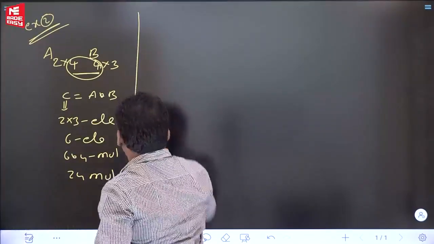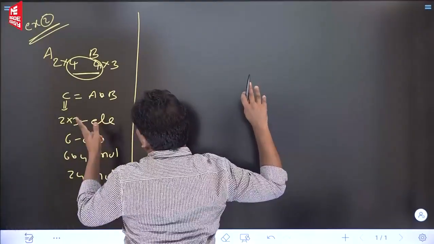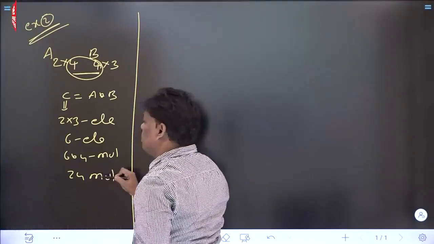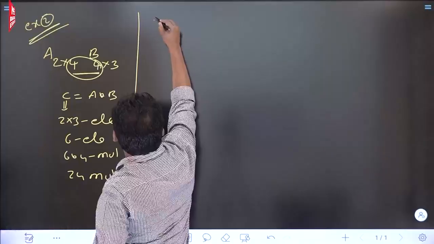Let's go to example 3. So in this problem, we are counting to multiply given matrices. How many multiplications required? In this problem 24, previous problem also 24. Let's see one more example. Example 3.